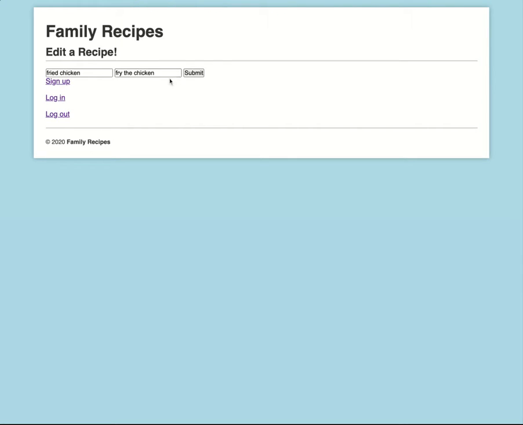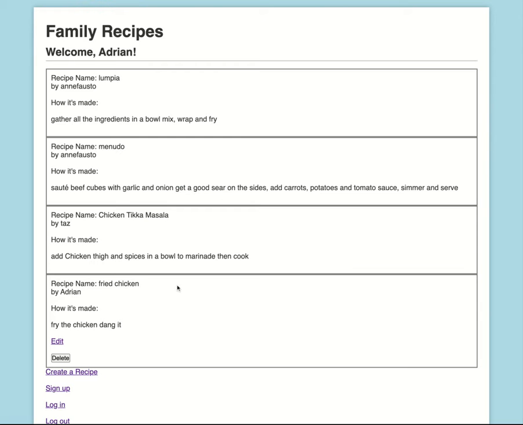So we can click on edit, which will allow me to edit any portion of the recipe. So I'm just going to put "dang it" just to add, and we're going to click submit. And then that's going to update the recipe. And now you can see that the changes that we've made showed up on the page.